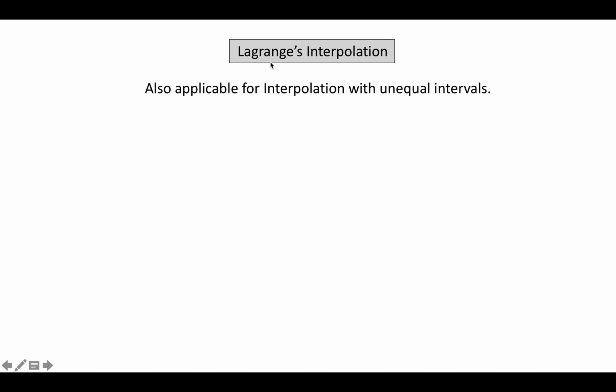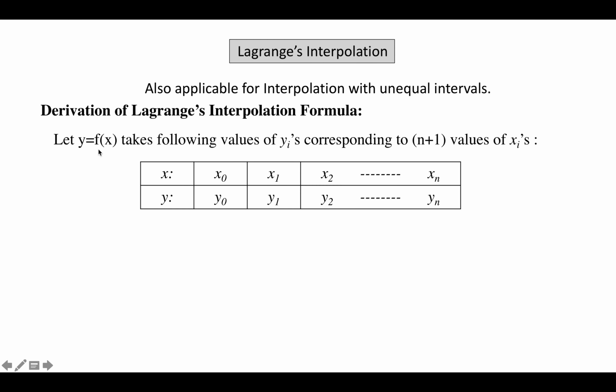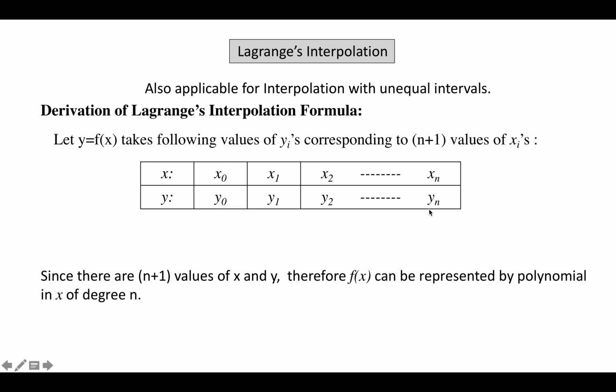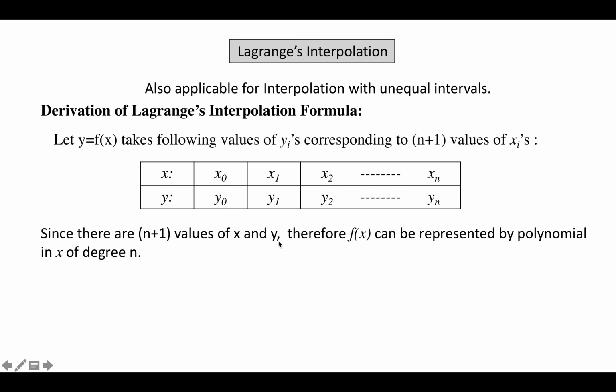So first we have the Lagrangian interpolation, also applicable for interpolation with unequal intervals. As I've already mentioned, let us derive the Lagrangian interpolation formula first. Let y is equal to f(x) take the following values of yi's corresponding to n plus 1 values of xi's. In tabular form, we have values of xi's and yi's: x0, x1, x2, and so on up to xn, and y0, y1, y2, and so on up to yn, n plus 1 points. Since there are n plus 1 values of x and y, f(x) can be represented by a polynomial in x of degree n.